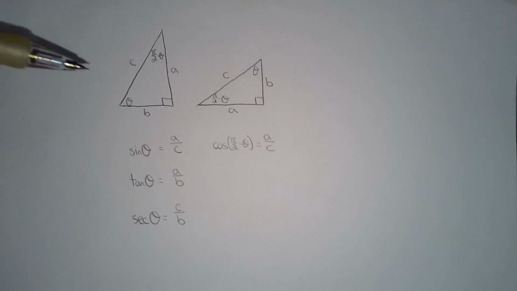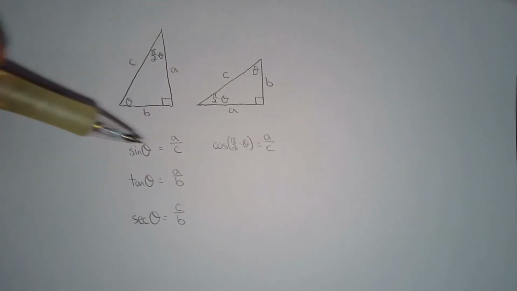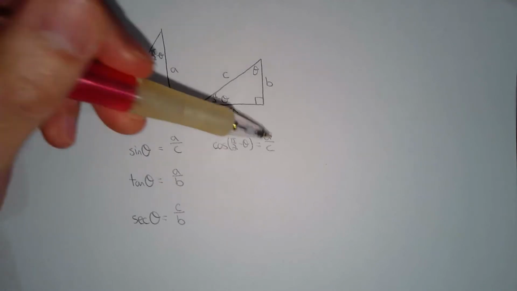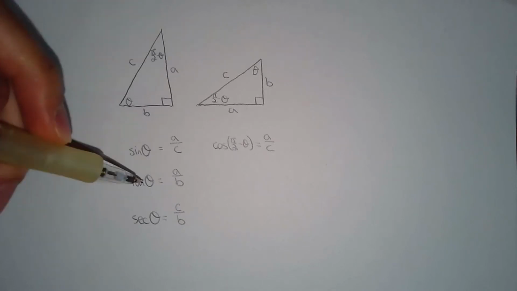We talked about this earlier when we talked about special angles. If the angles are complementary between sine and cosine, you'll get the exact same ratio. So for example, sine of pi over 3 is equal to cosine of pi over 6, because pi over 3 and pi over 6 are complementary. So we have A over C, A over C. Okay, let's do the next one.